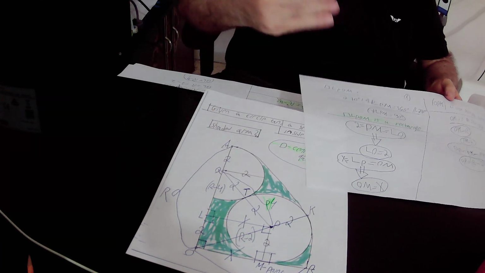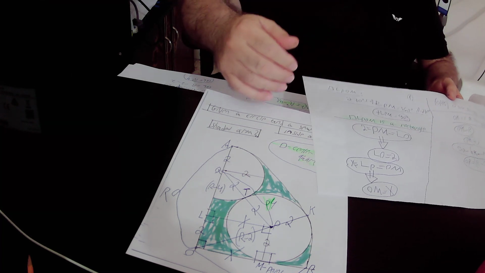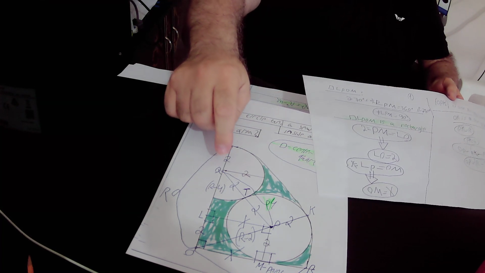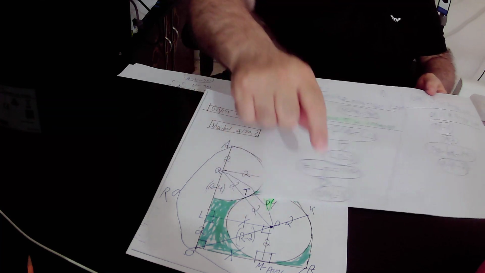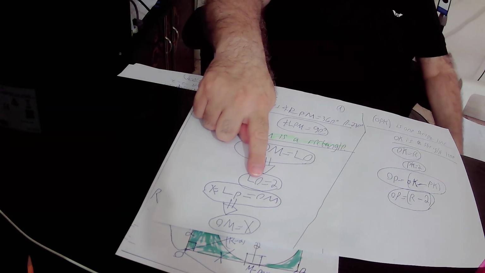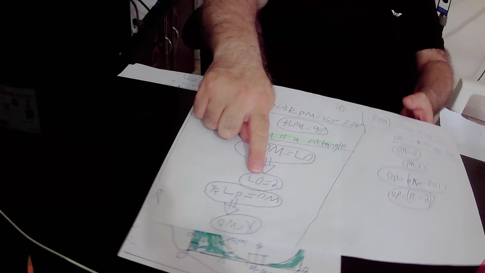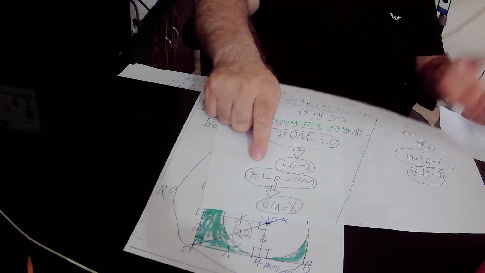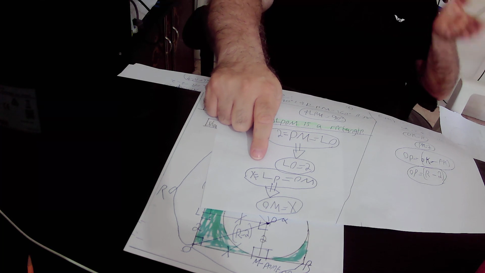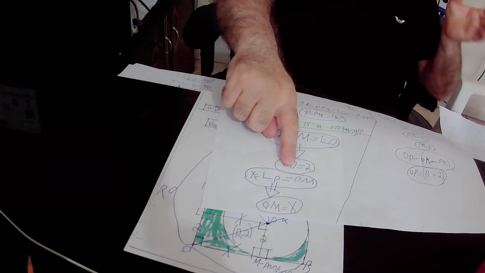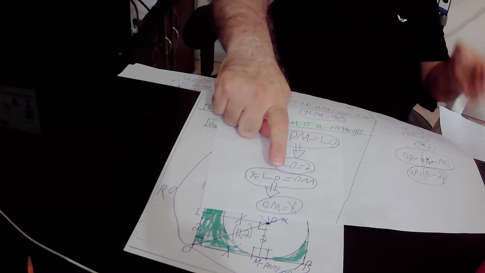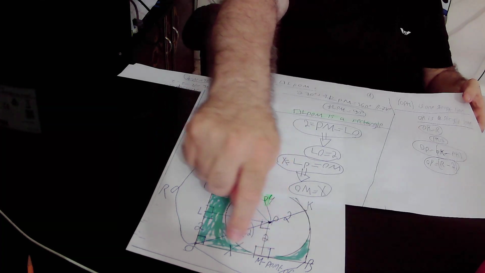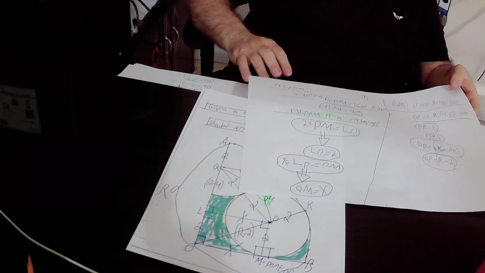Likewise, according to the same rule that the opposite sides of a rectangle are equal to each other, we get that LP equals OM. If we define side LP as x, according to our definition, then from this equation, x equals LP equals OM, we derive that OM is also equal to x. Okay?